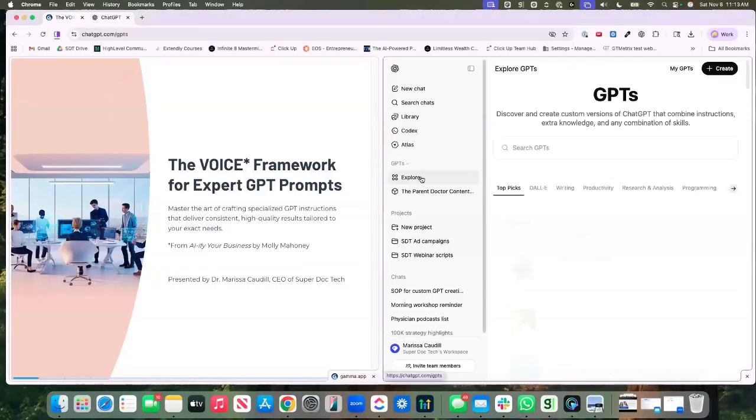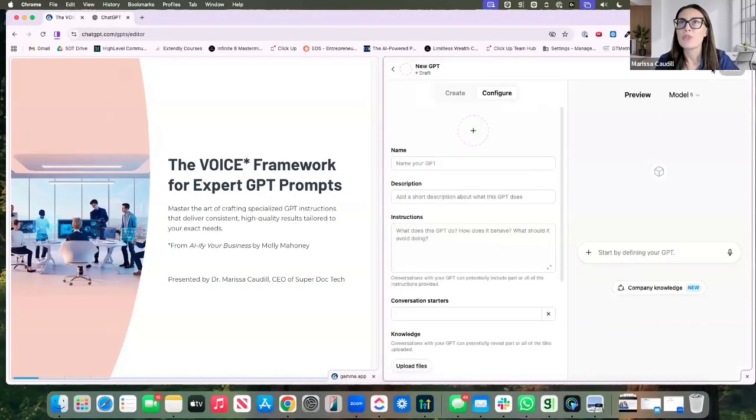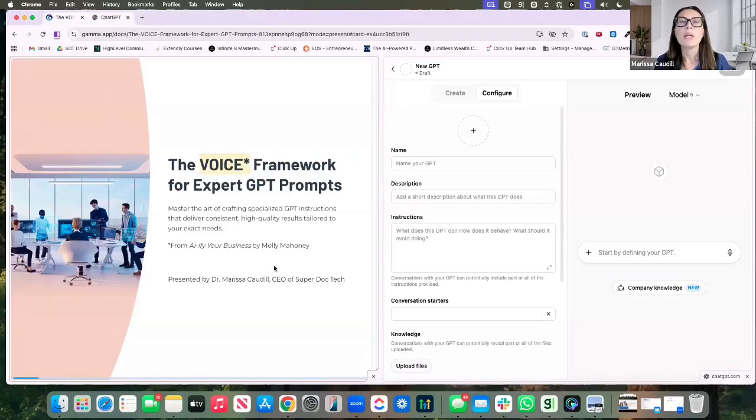So we went to explore, we created a new GPT, and we're going to hit configure. And now I'm going to talk to you guys a little bit before we start this, okay? So the framework I'm going to give you, I really like it. It's called the Voice Framework.